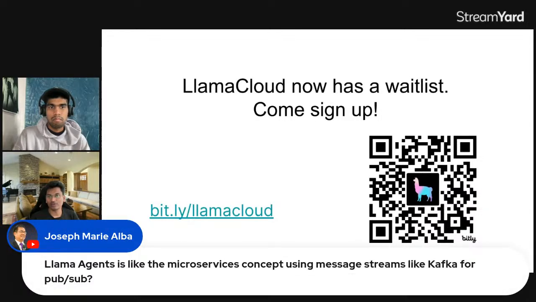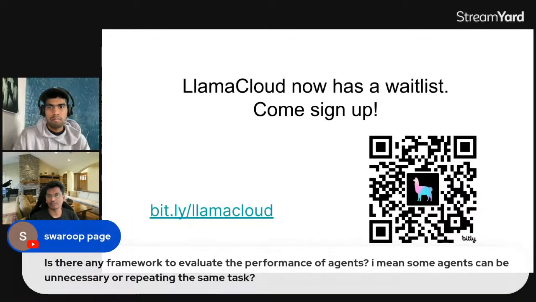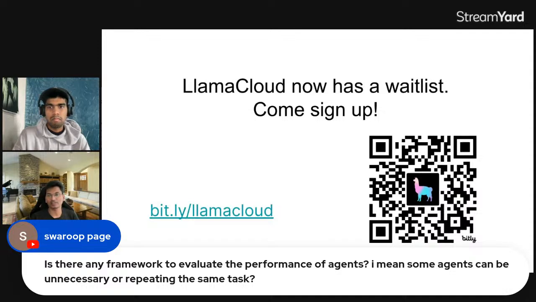Is there any framework to evaluate the performance of agents? I mean, some agents can repeat the same task. I haven't looked into an evaluation framework for agents. Probably I can cover it in the next session.